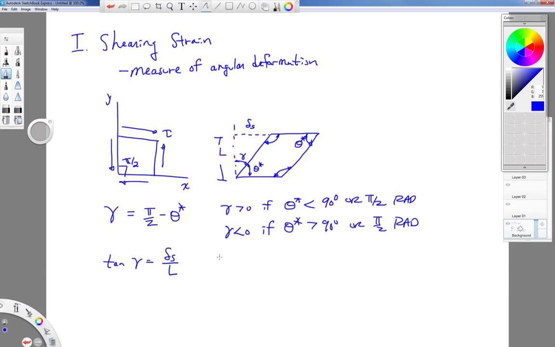The strain values that we're looking at so far have been very small numbers, something times 10 to the minus 3, something times 10 to the minus 6. It turns out that if you take a tangent of a very small number in radians, that is approximately equal to that number. So the tangent of gamma is approximately equal to gamma, which is approximately equal then to delta S over L if gamma is much less than 1. If you have large shearing strains, you cannot do this approximation. You have to leave it in terms of the tangent. But for small deformations, then we can make this approximation.